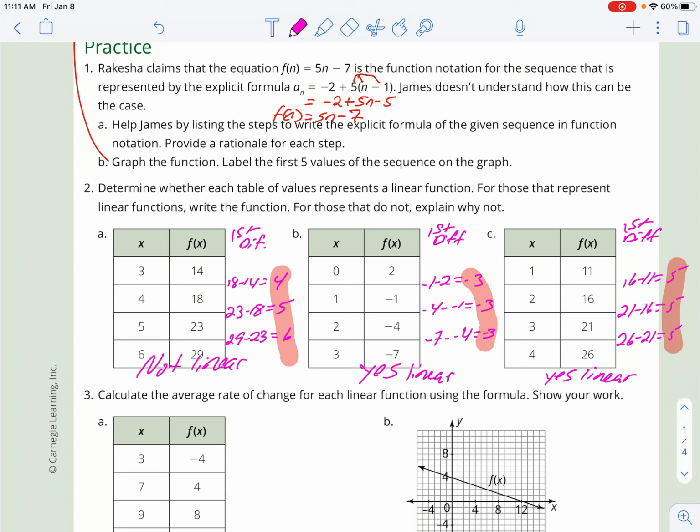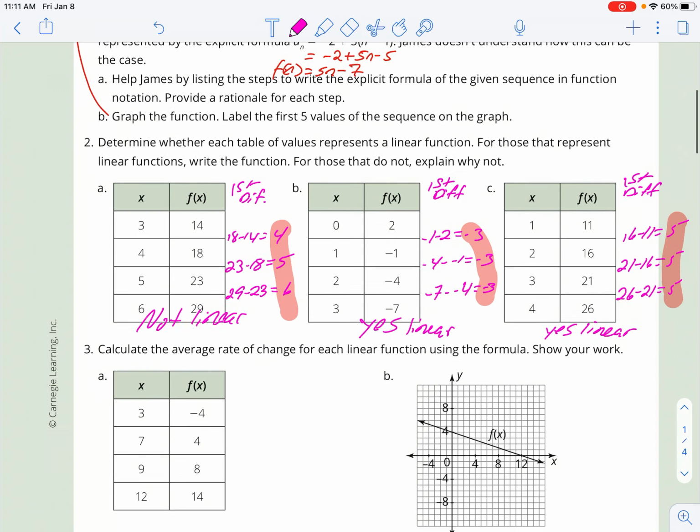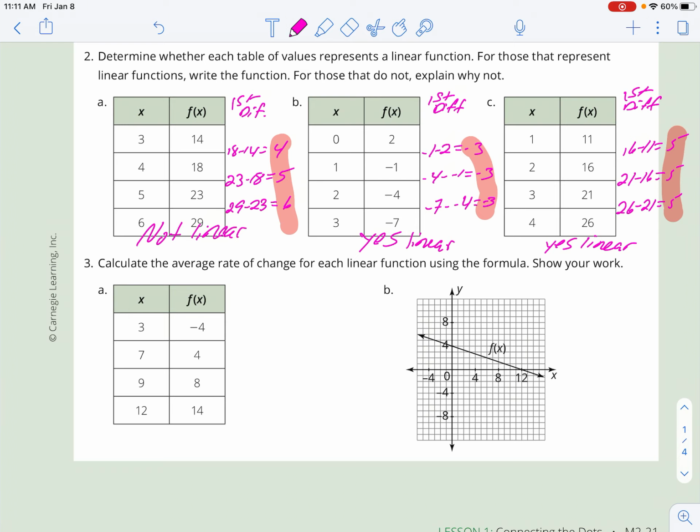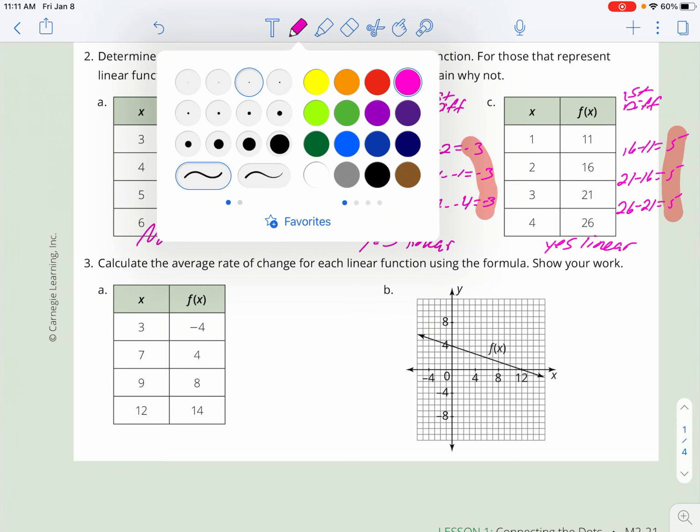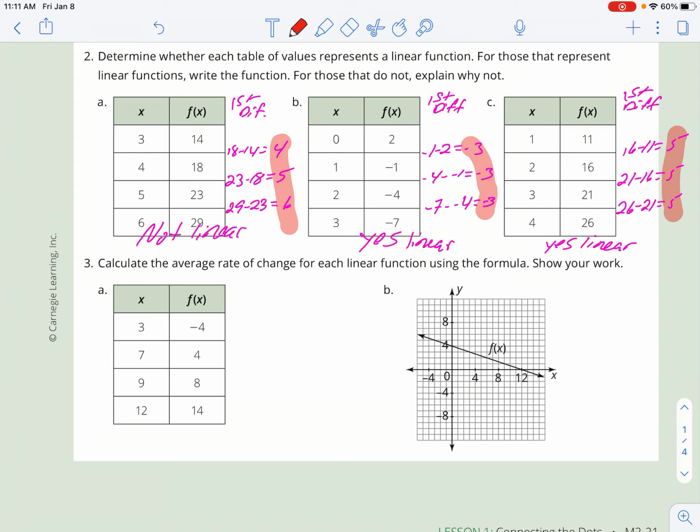Now, after that, we want to go ahead and write a function for each of these. Now, how do I write a function for each of those? Well, I don't have a lot of room here, so I'm just going to write it right down below. I'm going to do table B right here. I'm going to use that explicit formula that we've been using. You need to know what the common difference is, which we do. On letter B, we found the common difference to be -3. And we know what the first term is. It starts off at 2.